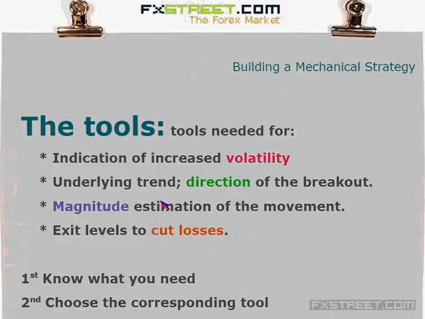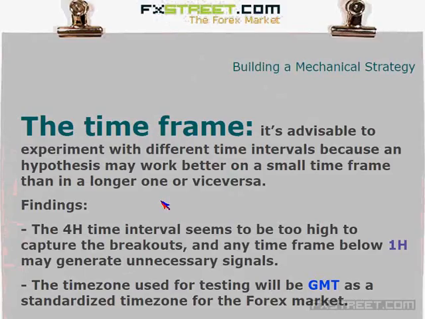We are here still in that phase where, before we choose the tool, we already have those characteristics that the tool or the rule should encompass. And then we choose the corresponding tool. Then obviously the time frame, and here it's advisable to experiment with different time intervals, because a hypothesis may work better on a small time frame than on a longer one, or vice versa.